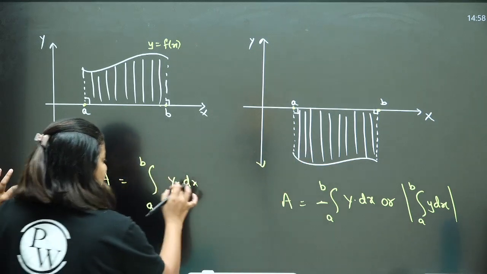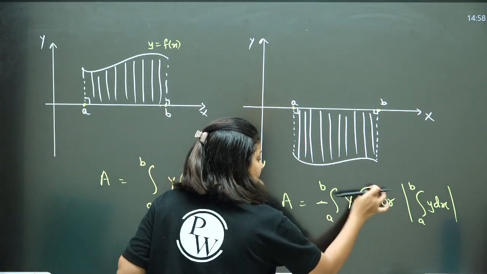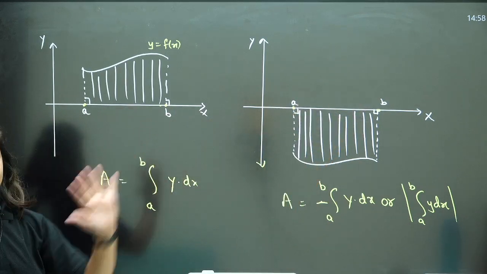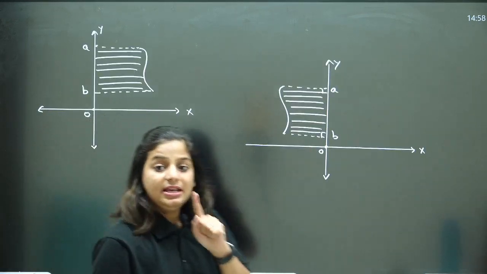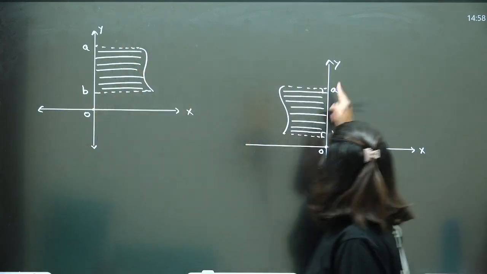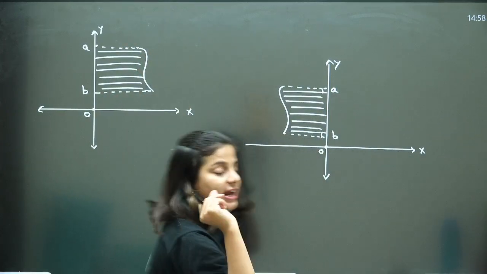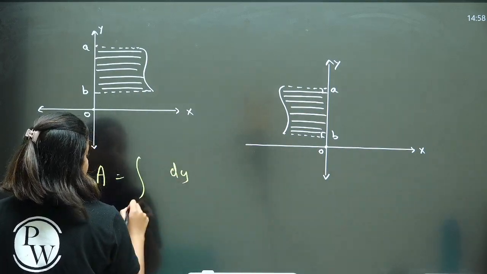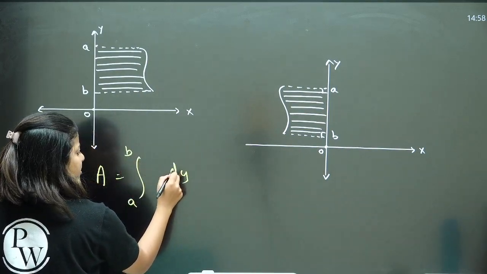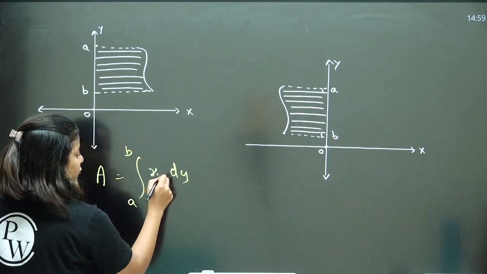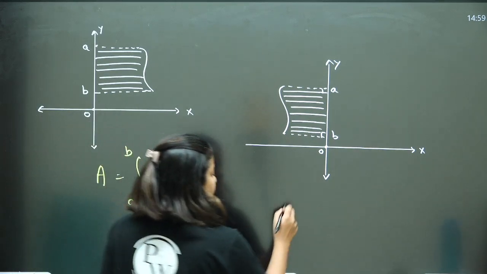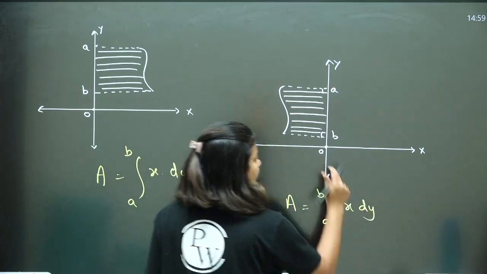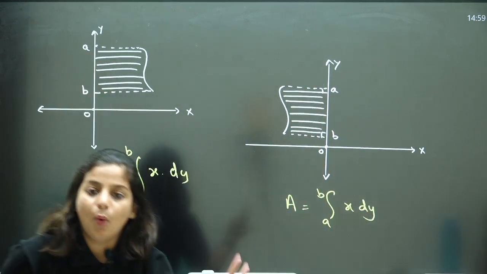Remember, we keep integrating with respect to dx. Why? Because the limits are on the x-axis. Similarly, guys, if the limits are on the y-axis, then you're going to integrate with respect to y. If you're integrating with respect to y, there should be x dy. Similarly, area will be integral A to B x dy. A and B are on the y-axis.